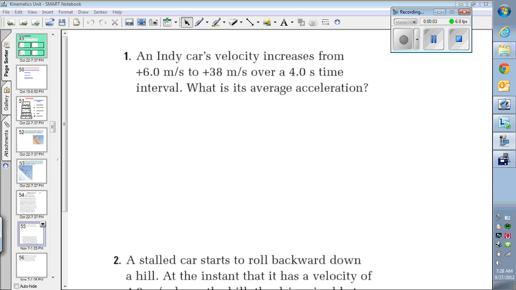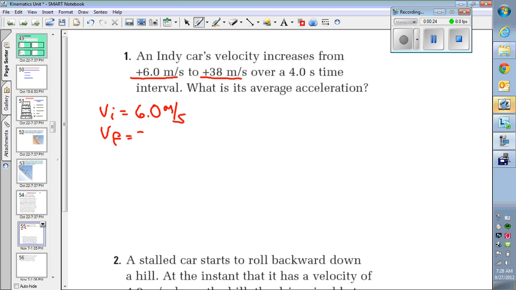Alright, so a little kinematics tutorial for you. I'm going to go over some questions. In this question, an Indy car's velocity increases from 6 to positive 38. So that leads me to say that the VI is 6 meters per second. The VF is 38 meters per second. And it does that in a time of 4 seconds.